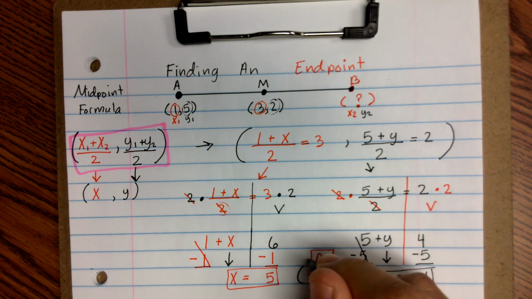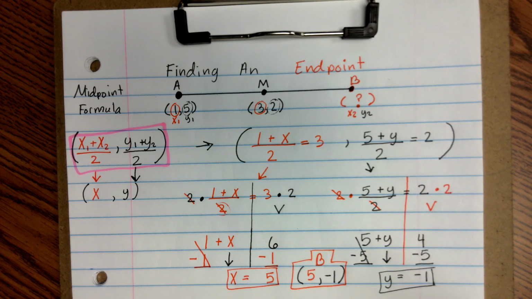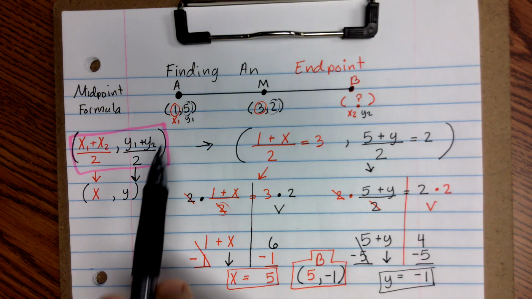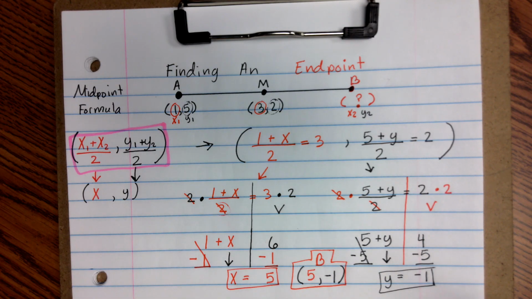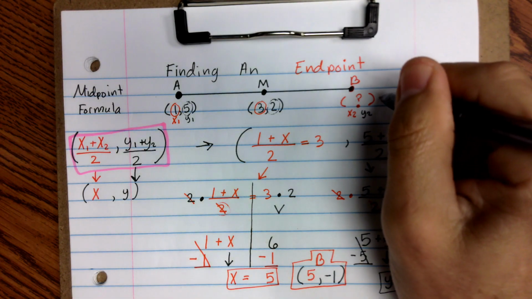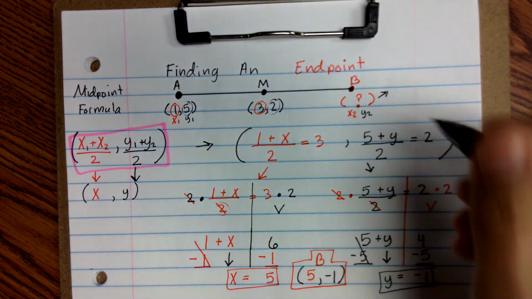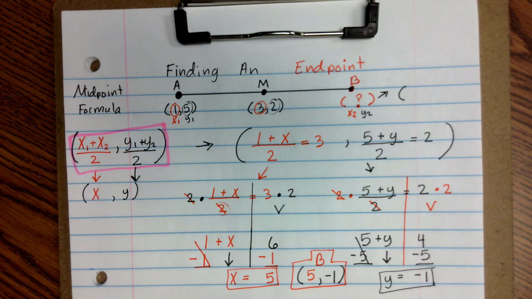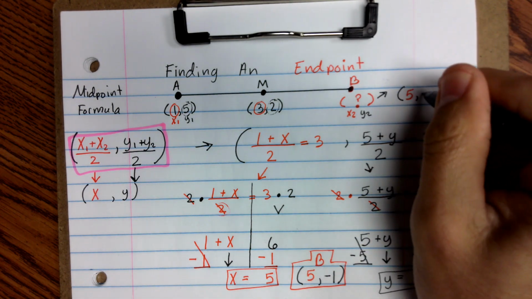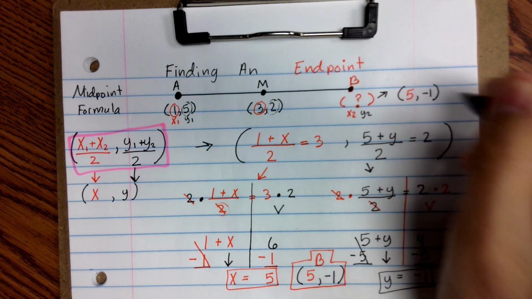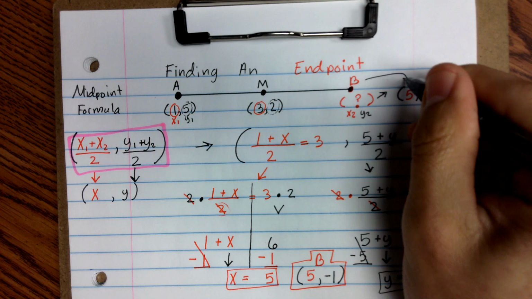And this is my answer to the question. It wanted me to find the endpoint when given one of the endpoints and the midpoint. So right here, we now know what this is. We know that the ordered pair is going to be 5, comma, negative 1. So that's what B is.